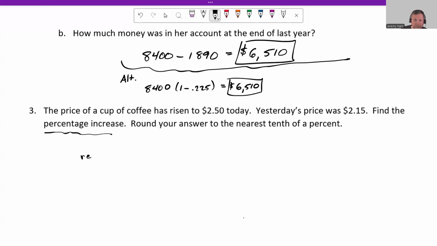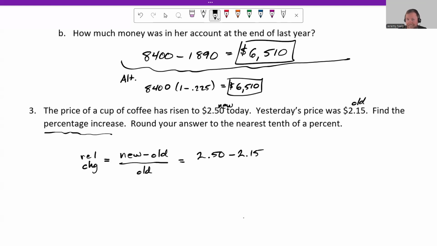So that's a relative change, which is that formula I said would never go away. New minus old over old. So go through and look at this. So today, yesterday. So this $2.50 is the new. Yesterday's $2.15 is the old. So I have 250 minus 215 divided by 215.